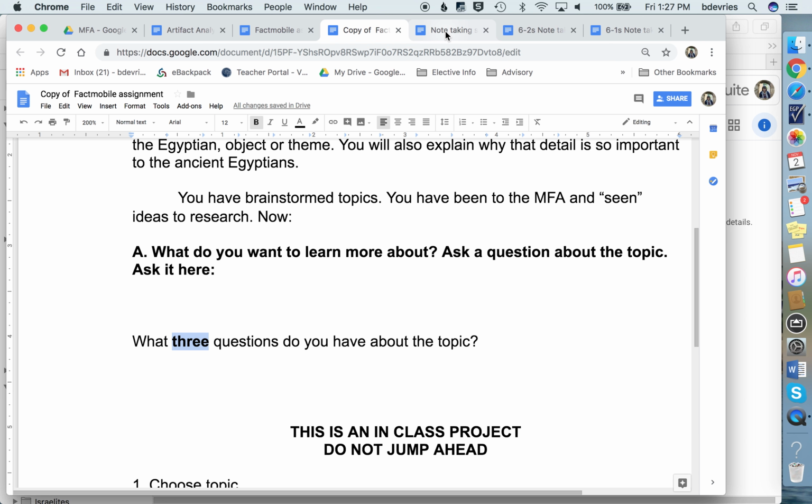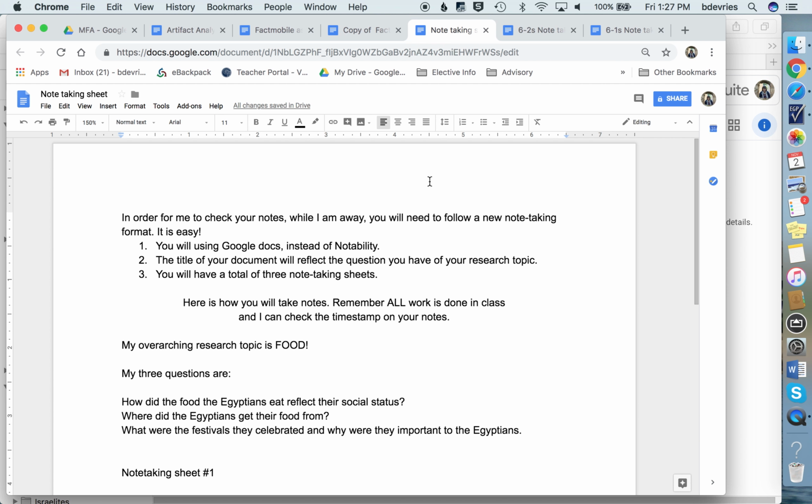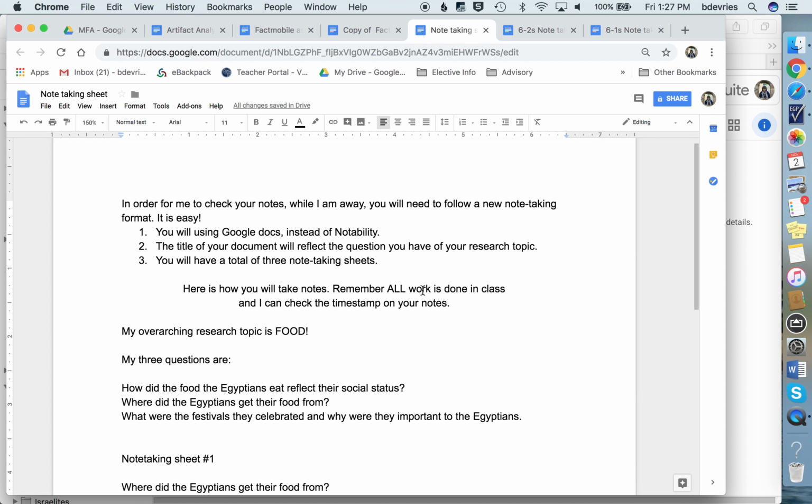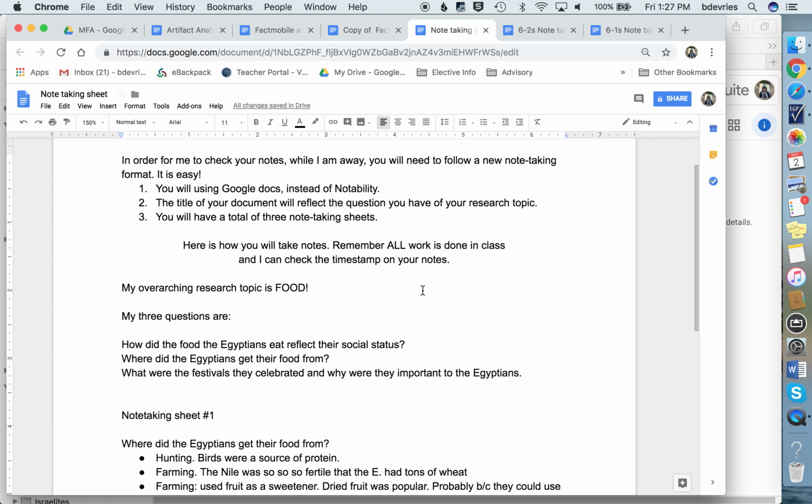The note-taking sheet is also in your handout folder, the FactMobile project folder. So again, in order for me to check your notes, you're going to follow a new note-taking system. All work is done in class. No need to do anything at home. And remember, I can see that, right? I can see the timestamp of your notes if you start to do work at home.